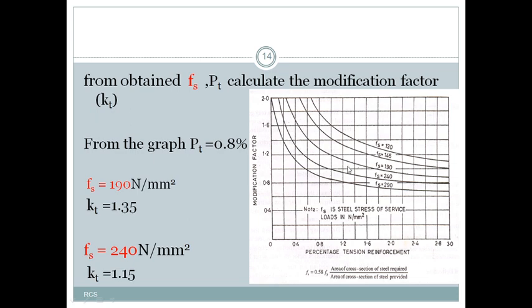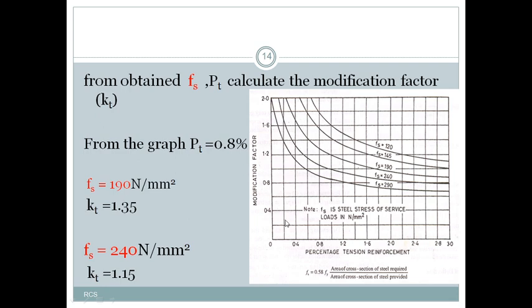Those curves are related to the steel stress at service loads, corresponding to 290 Newton per mm square, 240 Newton per mm square, 190 Newton per mm square, 145 Newton per mm square, and 120 Newton per mm square. In this problem, based on the specification given, we have calculated the Fs value and the PT value. From that we have to find the corresponding modification factor.